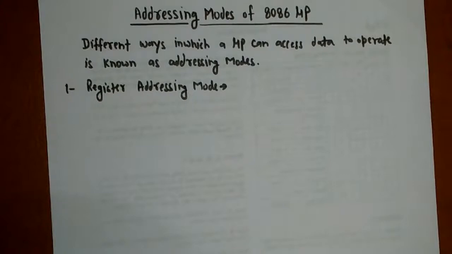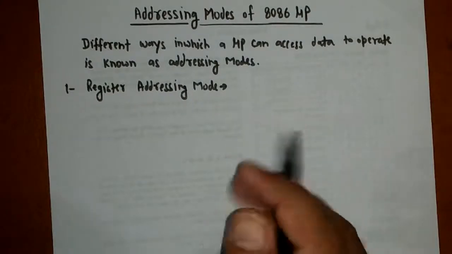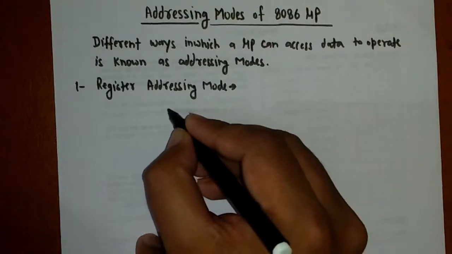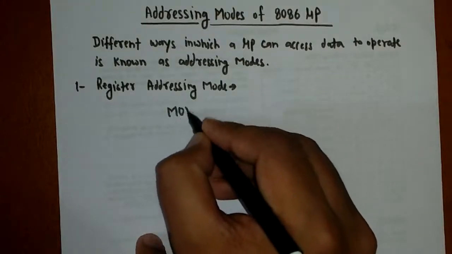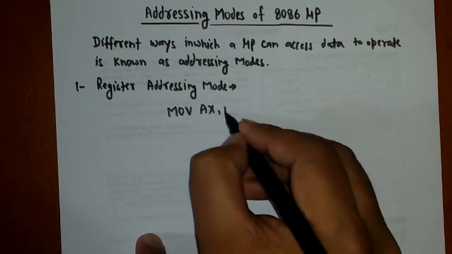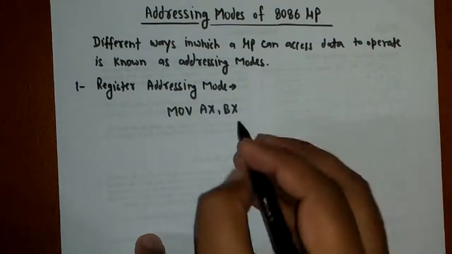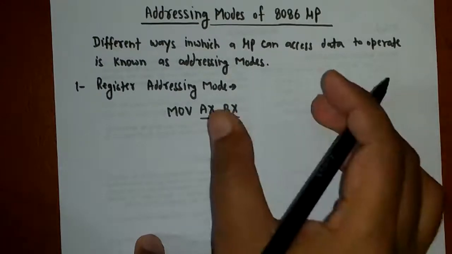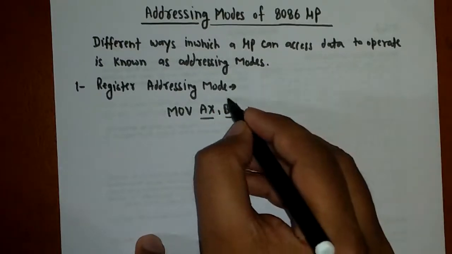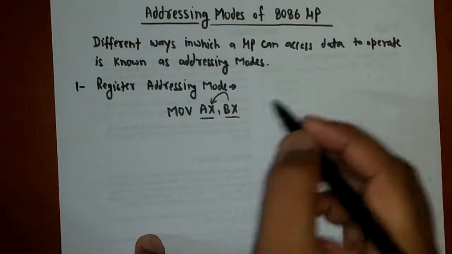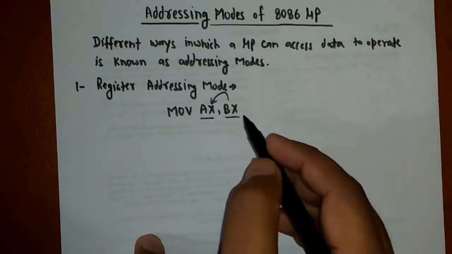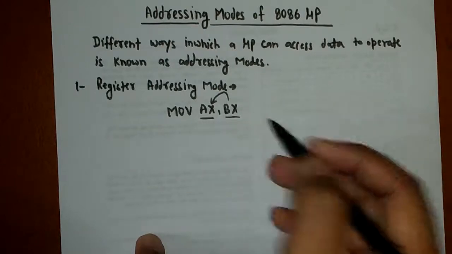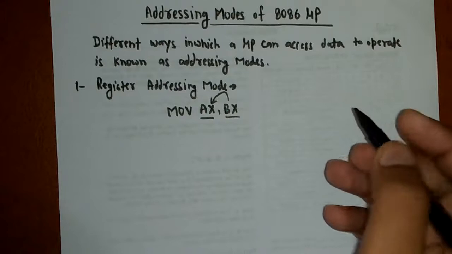In this addressing mode, data is transferred between two registers. If I am writing an instruction MOV AX comma BX, this is the destination register and this is the source register, and always in a microprocessor data is transferred from right to left. So MOV AX, BX means the content of BX will be copied to the register AX, and here AX and BX both are 16-bit registers, right?